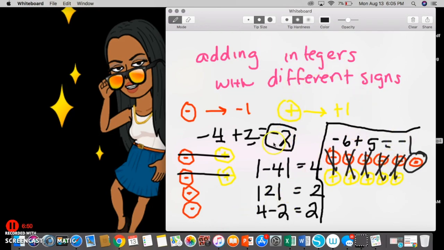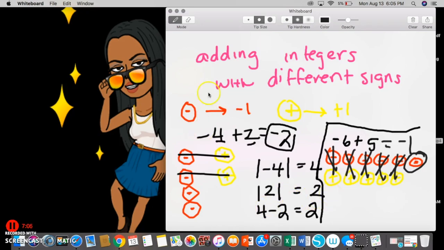Each time you need to find out how to add integers with different signs, or if you get stuck, refer back to drawing a model. As you continue to draw the model, you will continue to understand how to add integers using different signs.